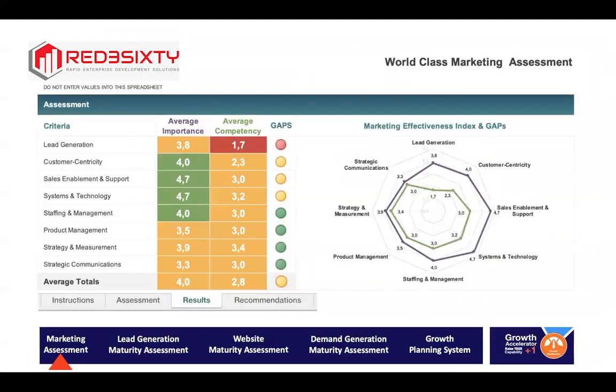The next tools we're looking at are the tools within where to play. These are the more maturity-focused tools that we've provided. First, the marketing assessment. This is a world-class marketing assessment tool. It provides results showing overall performance against lead generation, customer centricity, sales enablement, systems, staffing, product management, strategy measurement, and strategic communication. It's an in-depth tool showing you the instructions, helping you with the assessment, and as always providing recommendations on how to proceed.